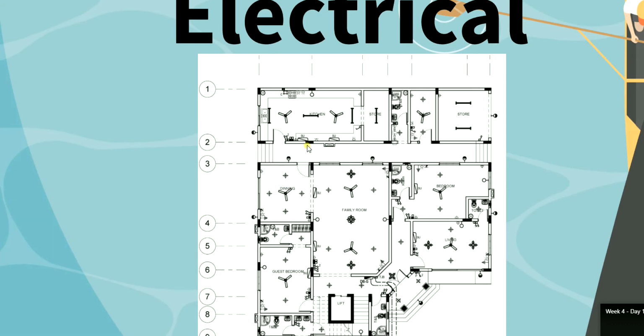Okay, so you can see in the electrical drawing fans, lights, switches, TV connections. These are going to be represented in an electrical drawing, and I'm going to show you the meaning of each component later on.